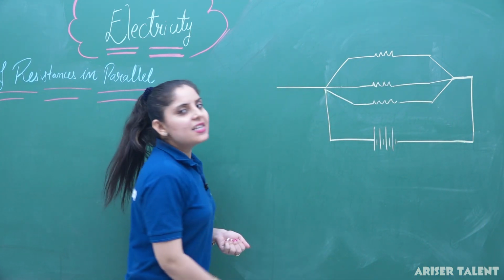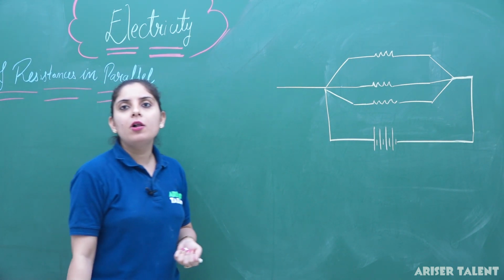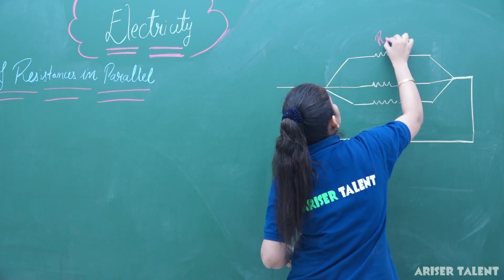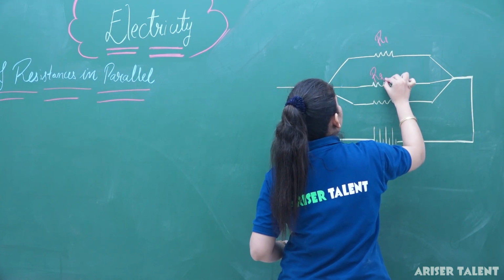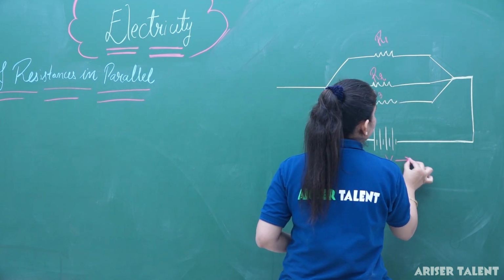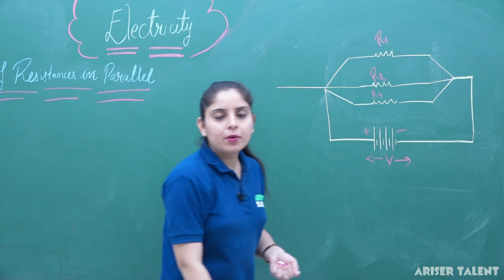Now, this is a circuit for our parallel combination, and you can see here that all the three resistances are connected in parallel. So, we have this resistance R1, this R2 and this R3, and this is a common supply of battery that is having a voltage V. This is our positive terminal and this is our negative terminal.